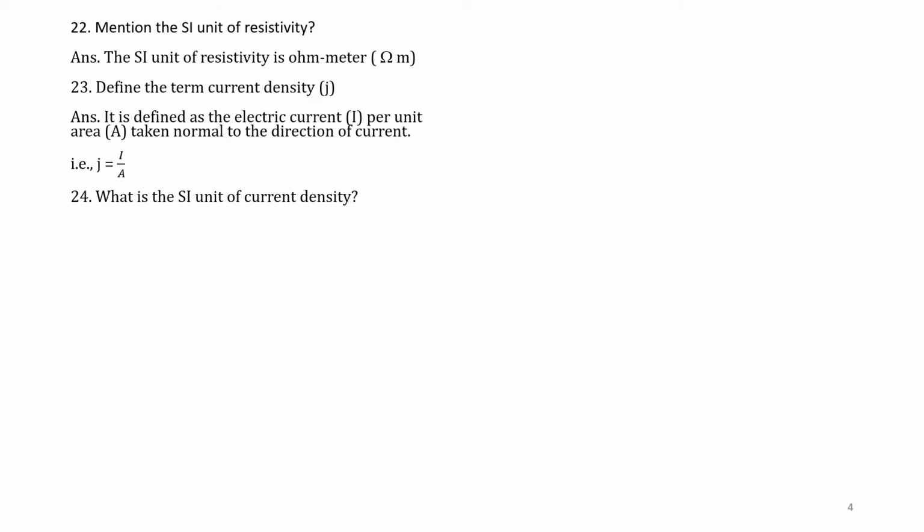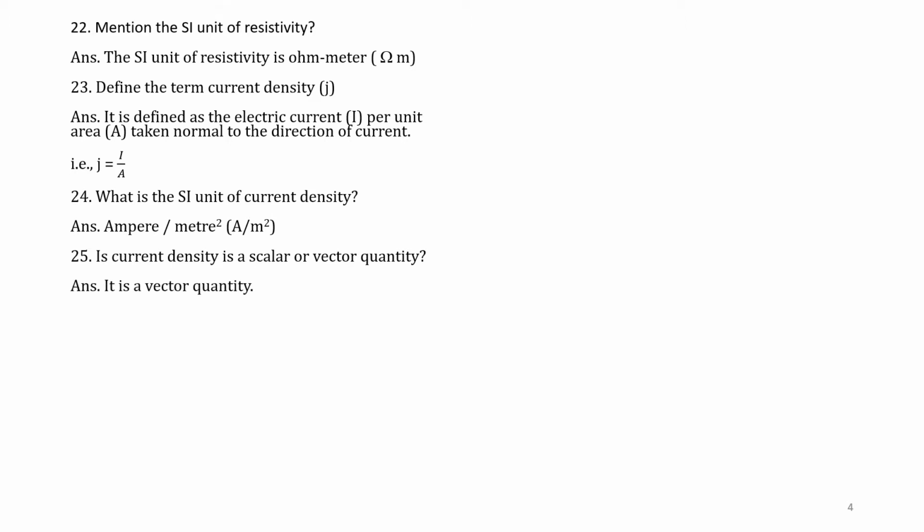Question number 24. What is the SI unit of current density? Current density is expressed as ampere per meter square, since it is I by A. Question number 25. Is current density a scalar or a vector quantity? Answer. Current density is a vector quantity because it gives the direction. It is normal to the area, along the direction of current.